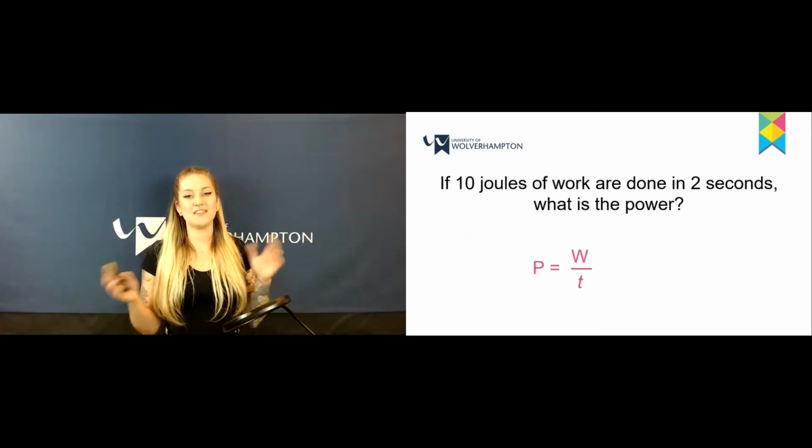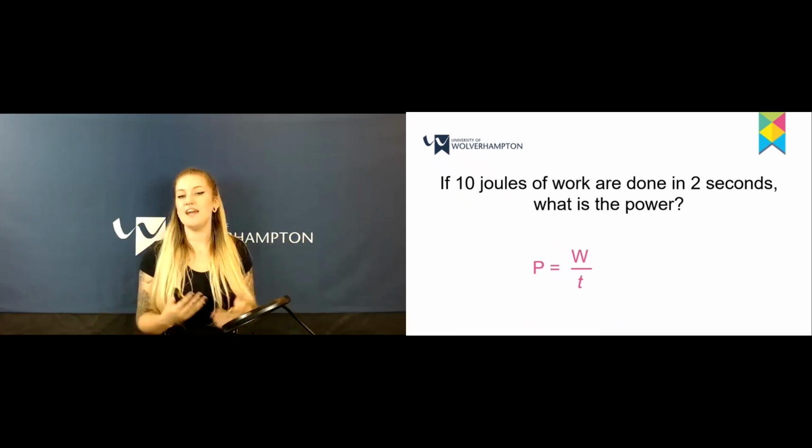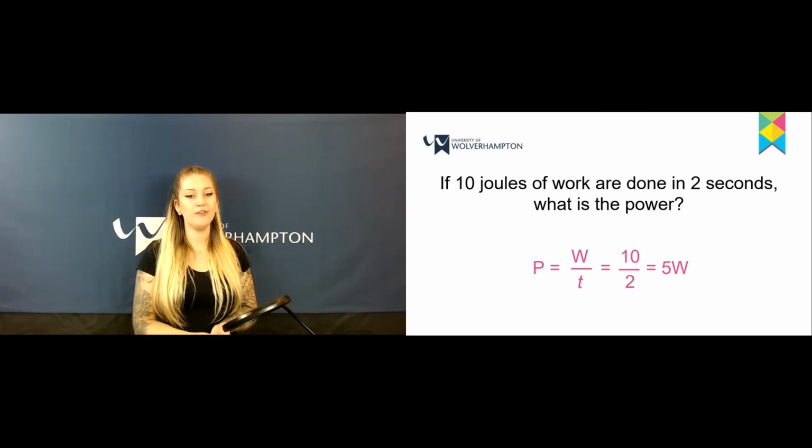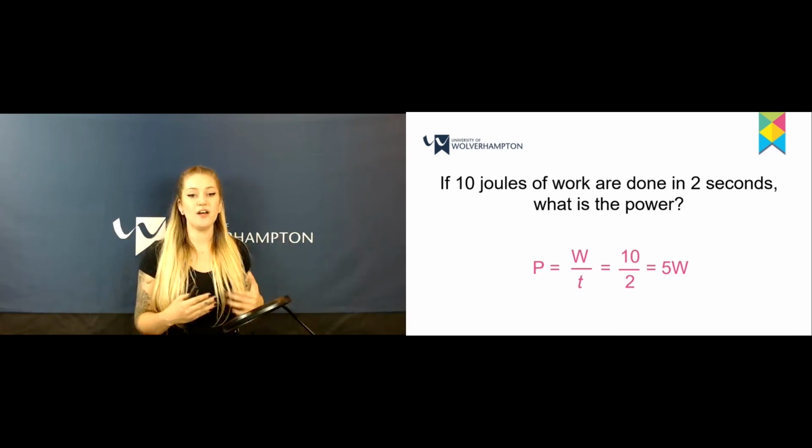Again, here's an example question. If 10 joules of work are done in 2 seconds, what is the power? There's a formula on the screen. You can pause it here and try to work it out and press play when you've got the answer. So we take the 10 joules of work and divide it over the 2 seconds of time, which gives us a power of 5 watts.